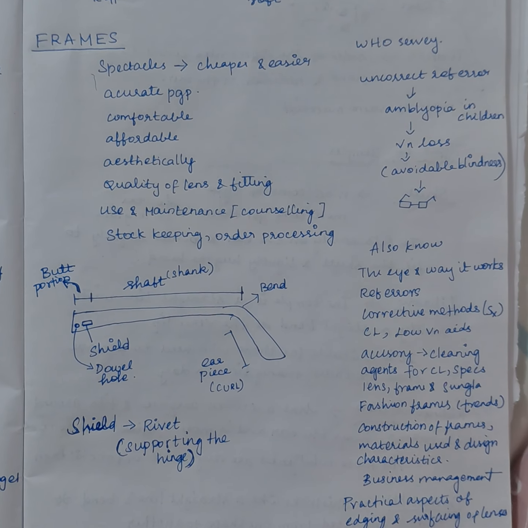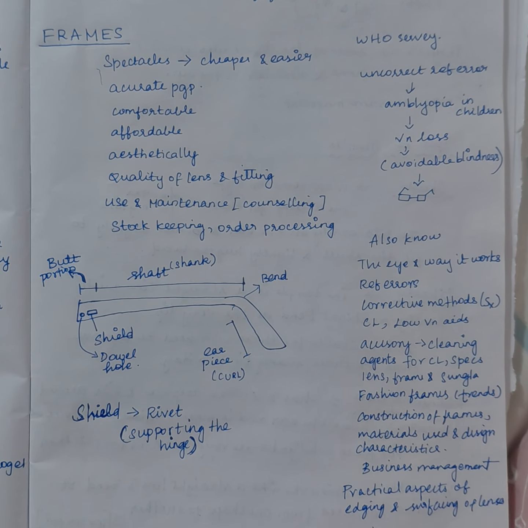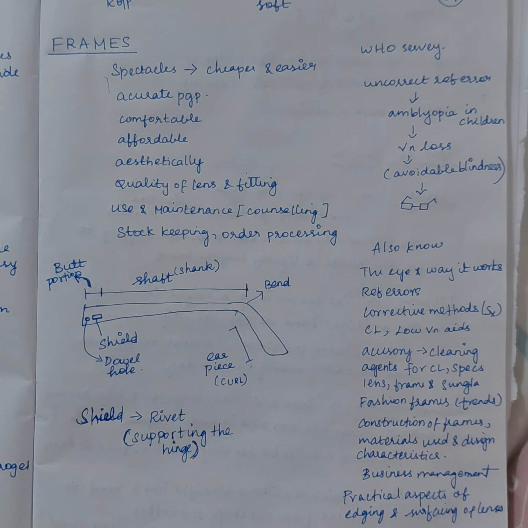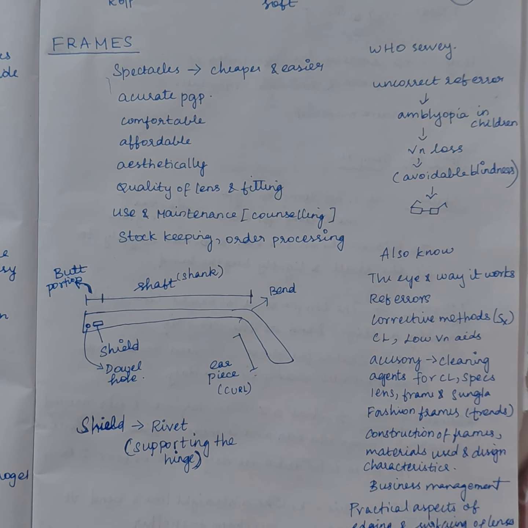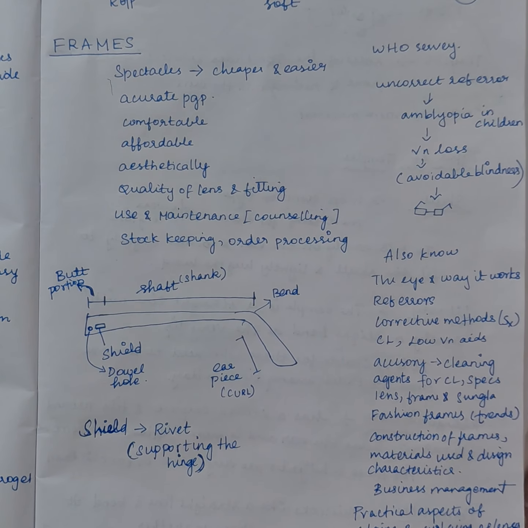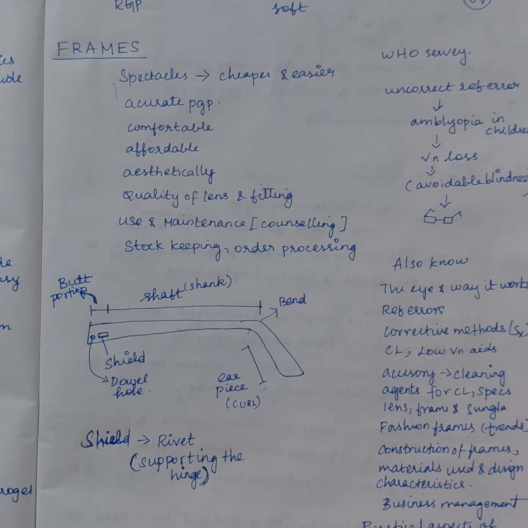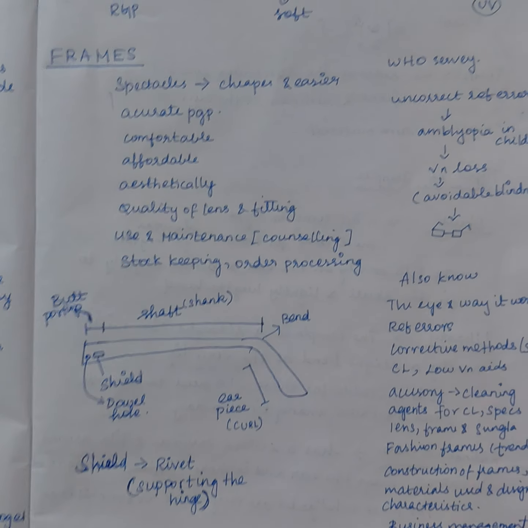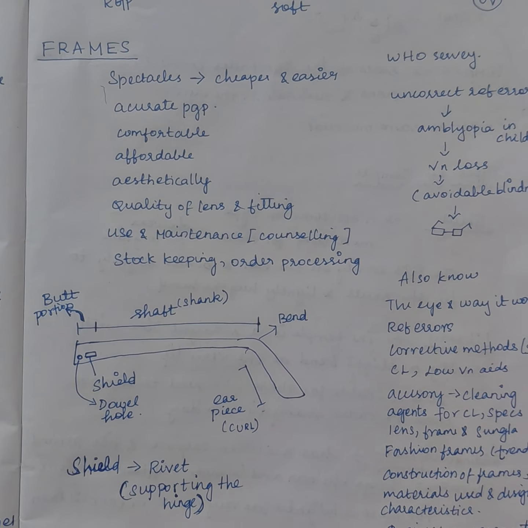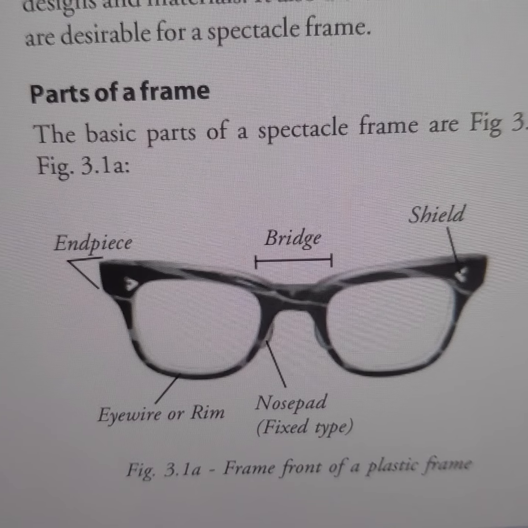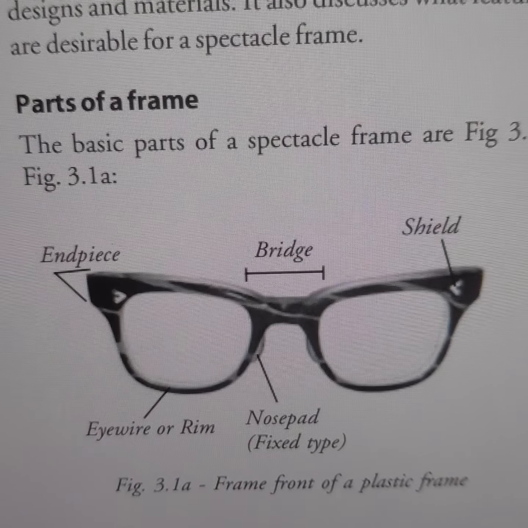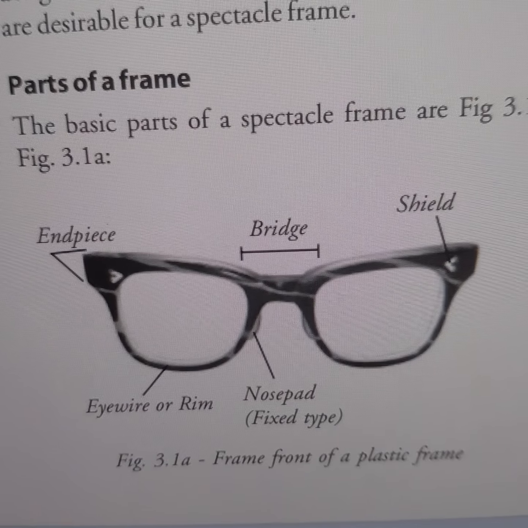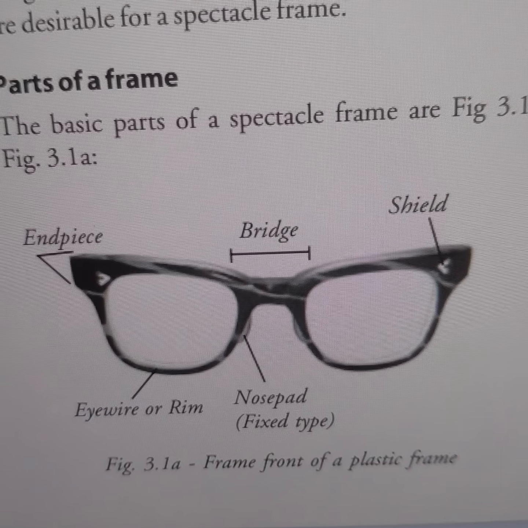Hi all, today we are going to discuss an important topic from dispensing optics, that is the frame and its parts. So what is a frame? It is a part of the spectacle that holds the lens in front of the eye. So other than the lens, all that is holding the lens in front of the eye is called a frame. So the frame has many other parts. As here you can see, there is an end piece, bridge, shield, the eye wire or rim, and the nose pad.